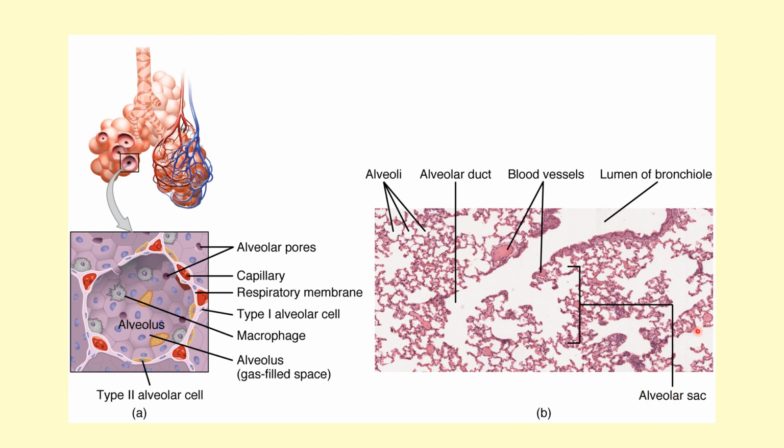And this is kind of a cool cross section where, remember, lumen is the opening. So this is the opening of the bronchiole. Now, as you're moving into the alveolar duct, you've got all these separate little alveoli in here that are the openings.